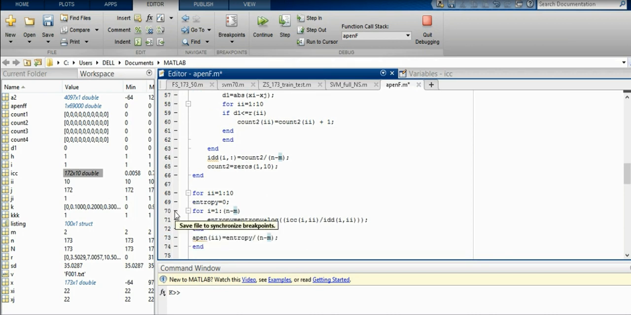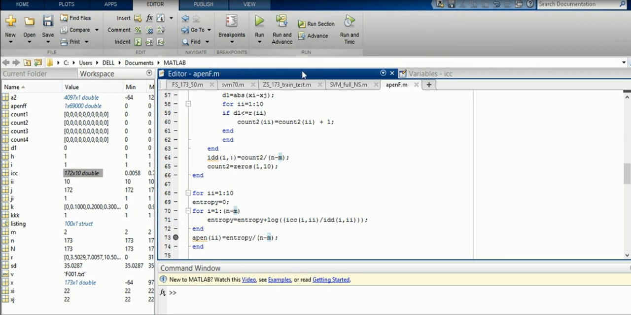Here the entropy: the first contains 172 cross 10 values, and for m is equal to m plus 1, meaning 2 values against another 2 values, we also get 172 cross 10 values, that is 172 rows and 10 columns. This is reduced using the entropy equation. Here the entropy is entropy plus log of ICC of i, meaning 1 value to 1 value, and ICC of i d, meaning 2 values to 2 values, and we divide them and take the log, so we get only 10 values.